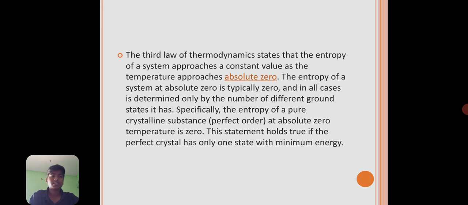The third law of thermodynamics states that the entropy of a system approaches a constant value as the temperature approaches absolute zero. The entropy of a system at absolute zero is typically zero, and in all cases is determined only by the number of different ground states it has. Specifically, the entropy of a pure crystalline substance at absolute zero temperature is zero. This statement holds true if the perfect crystal has only one state with minimum energy.